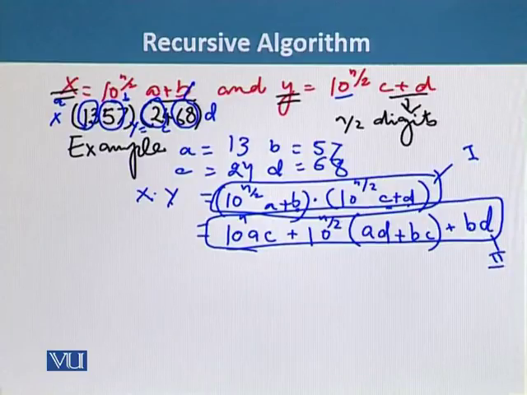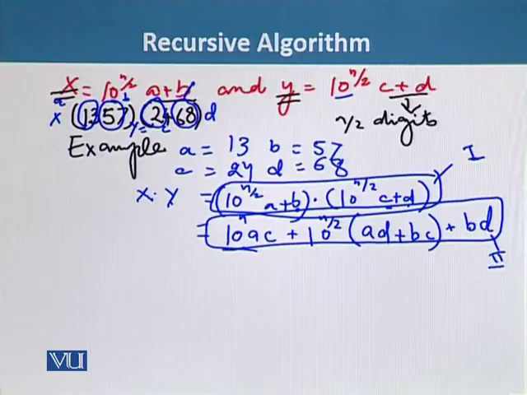So in the next step, we eliminate the recursive calls and look at the product x times y expressed in terms of these small numbers a, b, c and d, and do the elementary computation, and we get this one. And we see that we got 10 raised to the power n, and is shifted by 10 to the n over 2, and at the rear we have the expression. So we have labeled this one as 1.